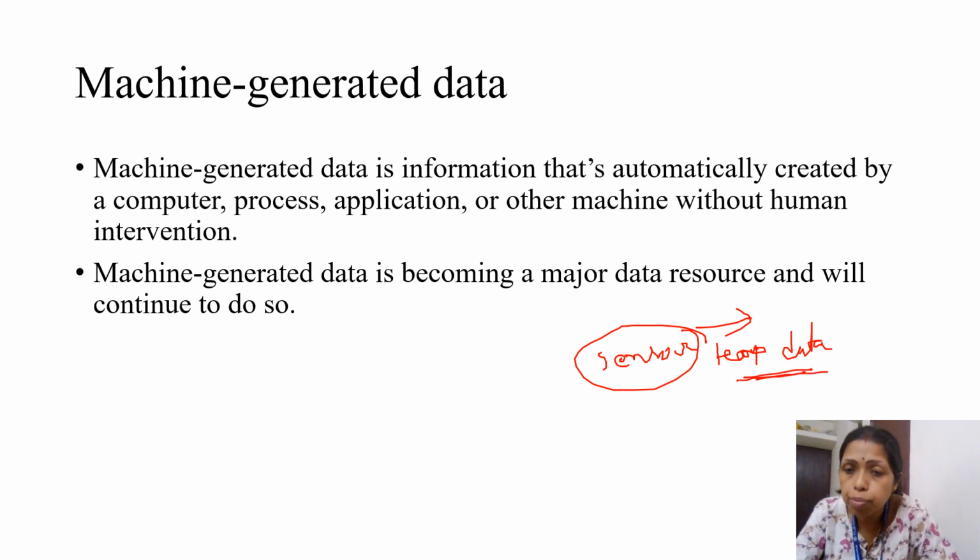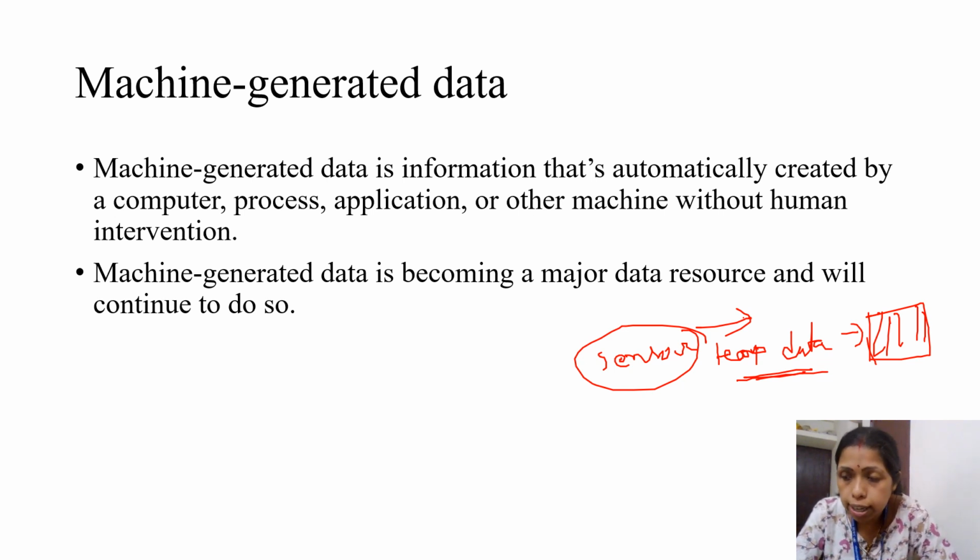Automatically, the real-time data you are storing into the database. The sensor is connected with the software system, and automatically that sensor data is entering into the system and being stored in the database. This is machine generated data. So various applications can use the machine generated data.